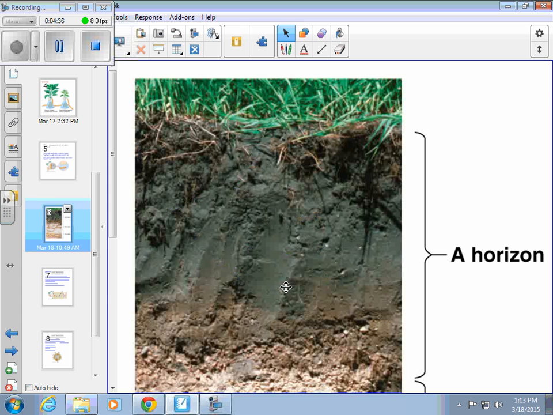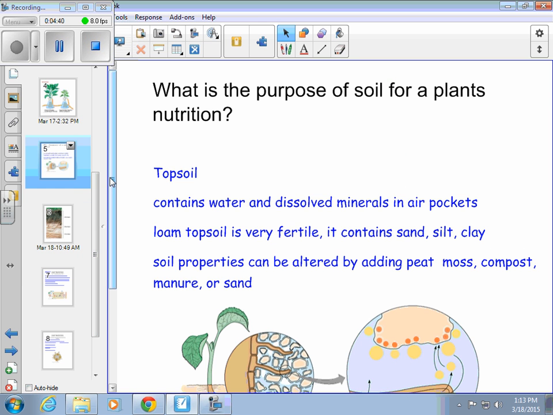Notice this picture is very dark. There's a lot of organic material here. The topsoil is typically where any decaying matter is. That's where fertilizer is. A loamy topsoil is very fertile. It's made up of sand, silt, and clay.